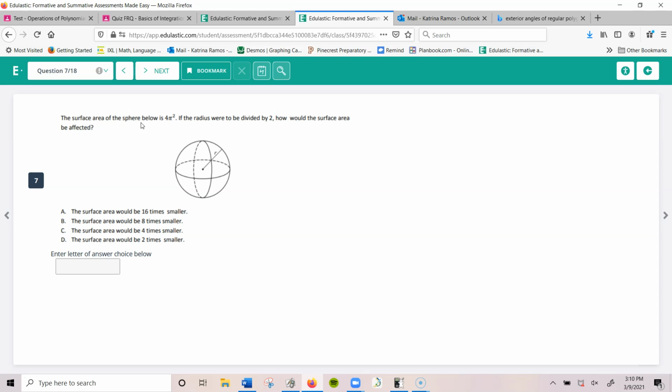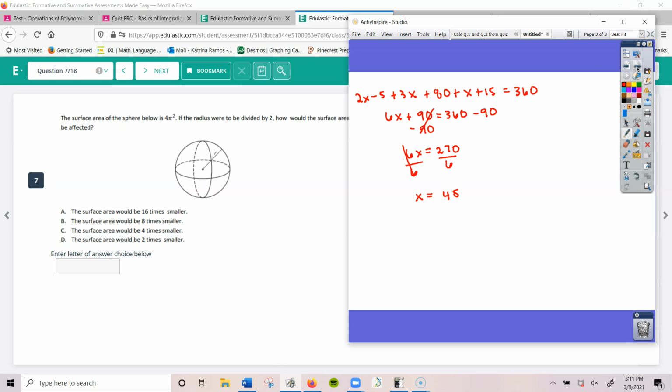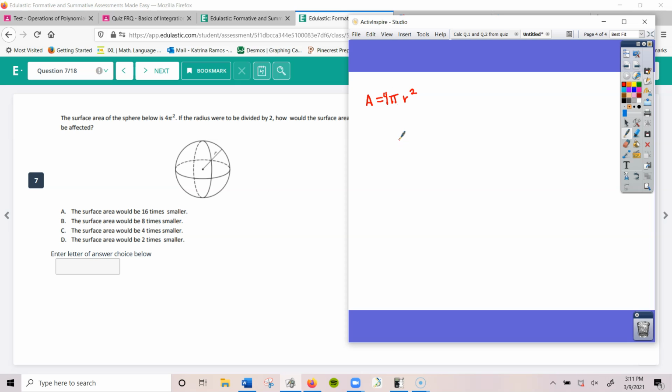The surface area of the sphere below is 4 pi squared. If the radius were to be divided by 2, how would the surface area be affected? So let's see what happens if I replace r. Oh, this is supposed to be 4 pi r squared. That's probably a typo. So surface area of a sphere is, sorry, 4 pi r squared.